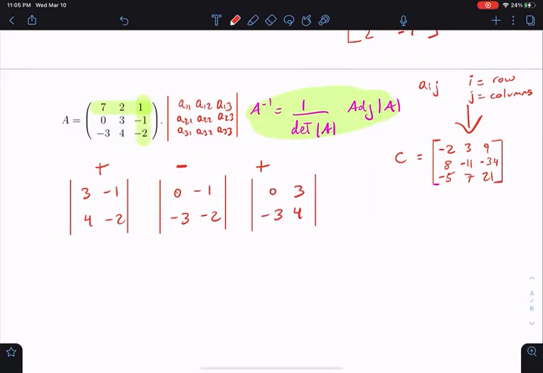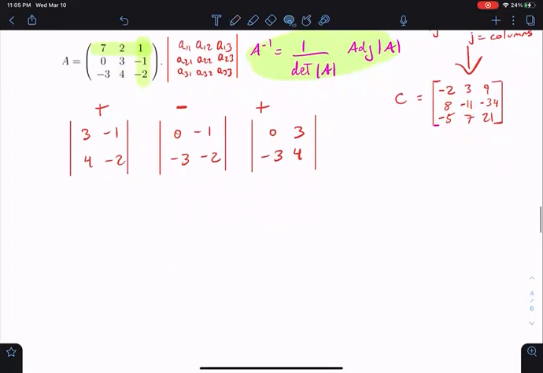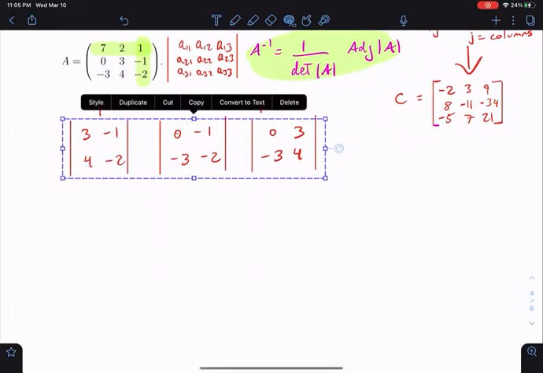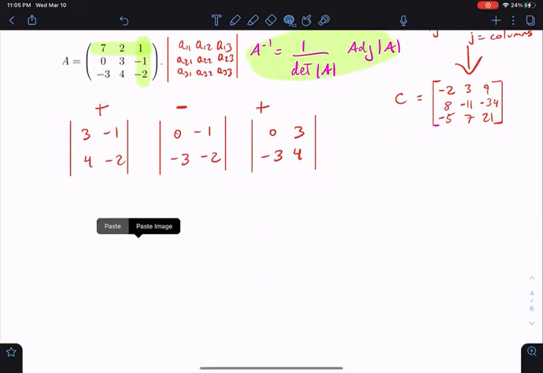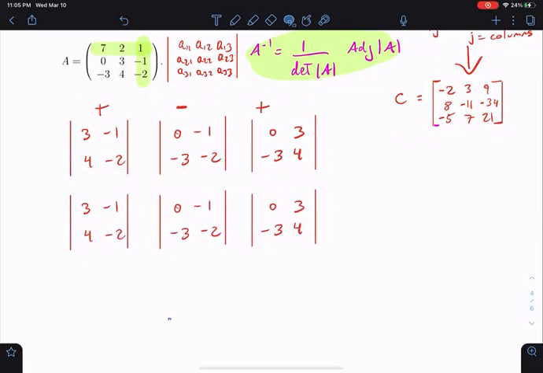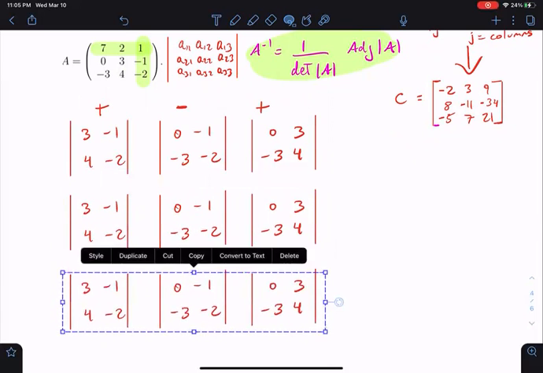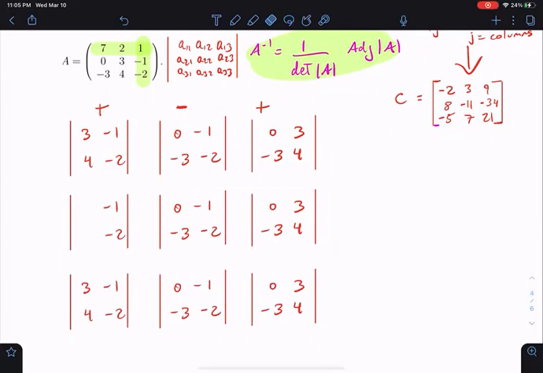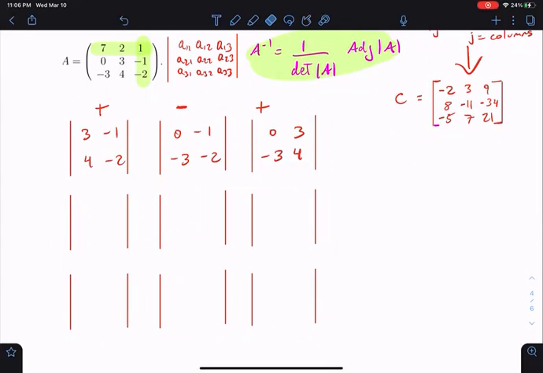So let me copy these things many times, so I don't need to keep writing this. Copy, paste. Okay, let me copy that one more time. Let me erase these values. Okay, so that would be much easier than me keep doing these things. So what's next? We need to do the cofactor of what?